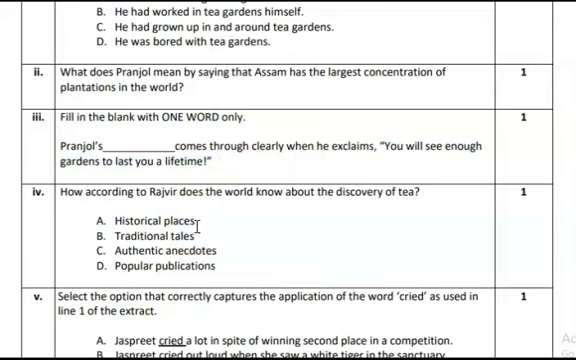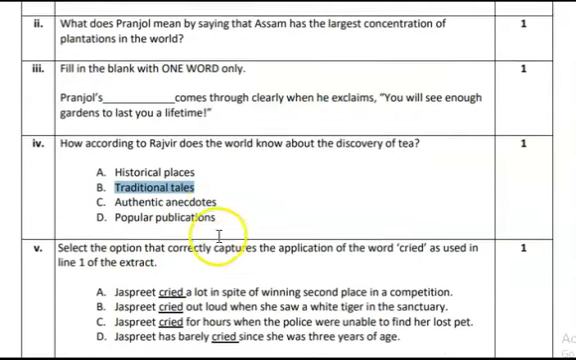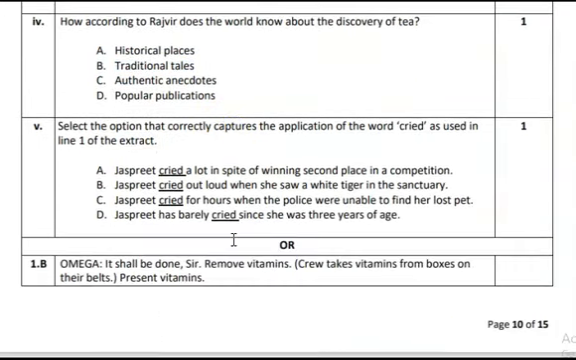Again, question number 4. How, according to Rajbir, does the world know about the discovery of tea? Very simple question. If you remember the story of the Chinese emperor who always used to boil water before drinking, and the story of Bodhidharma. So historical tales. So your answer will be B. So I think 4 by 4 questions are easy to score.